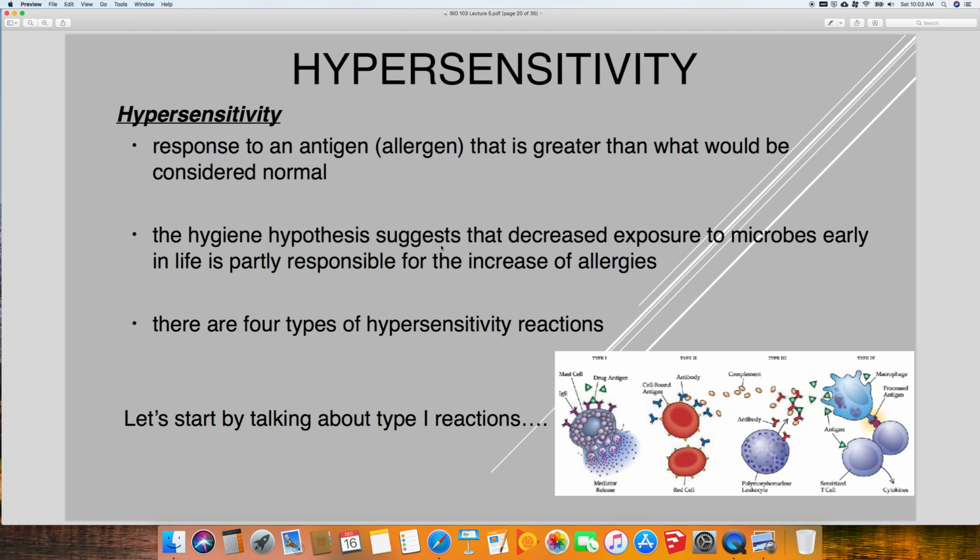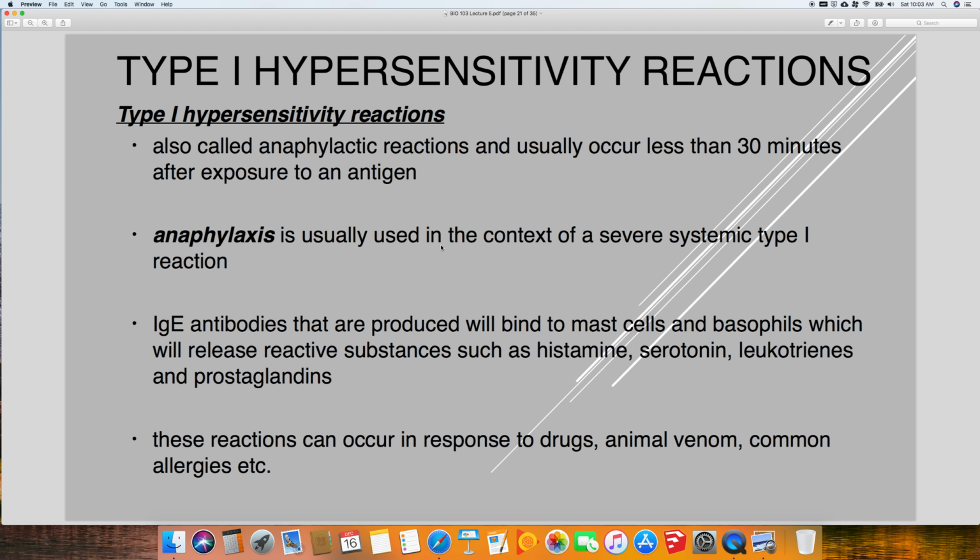Okay, then we talked about hypersensitivities. Hypersensitivity is basically when the response to a specific antigen, known as an allergen, is more than what would be expected if it was just a normal response. We talked all about the hygiene hypothesis. I got up on my soapbox and wore it out, and then we talked about the types of hypersensitivity. So let's just point out the big topics here. Type 1 hypersensitivity reactions are the anaphylactic reactions. These ones occur very quickly.